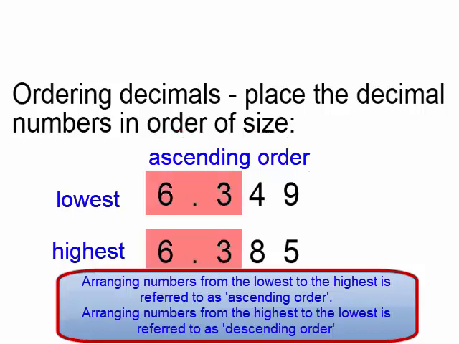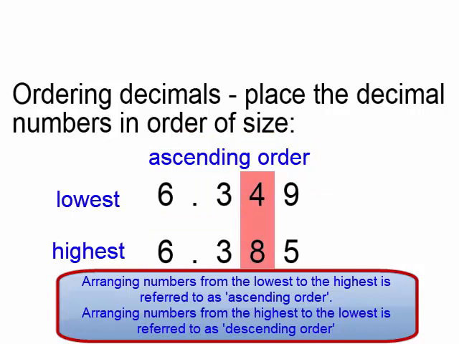You can see that this pair of digits is the same, and the difference between the numbers starts with the hundredths. This number represents 4 hundredths, and this number represents 8 hundredths. So this number is the lower of the two, and is therefore placed above the other number.